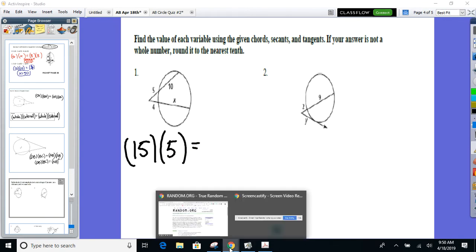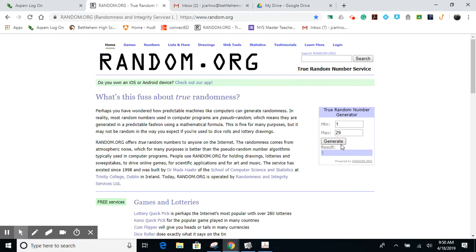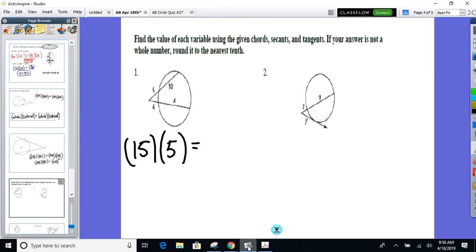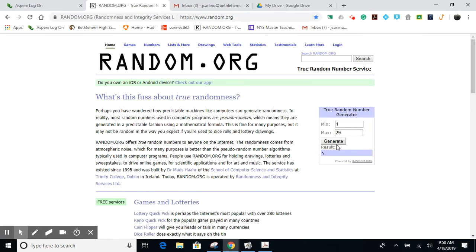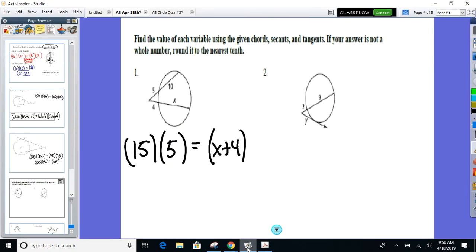Next secant. How can you express how long the entire thing is on the next secant? x plus 4. Thanks, Jack. And then times its external part. What do you got for me? 4. There we go. Everyone all right? Whole times external equals whole times external for secants and tangents. I think you can handle this, huh?